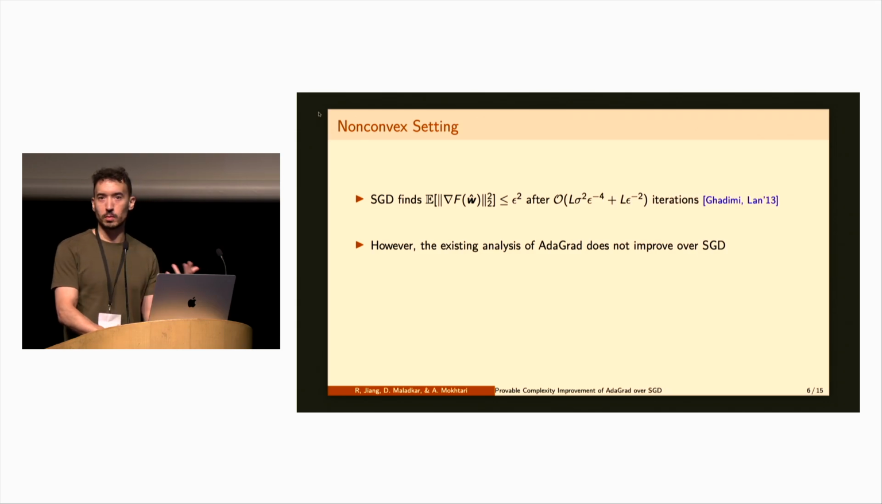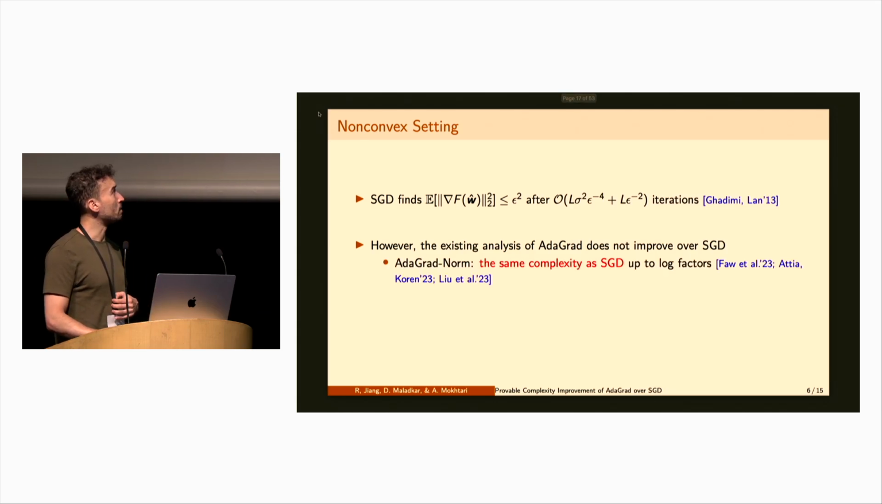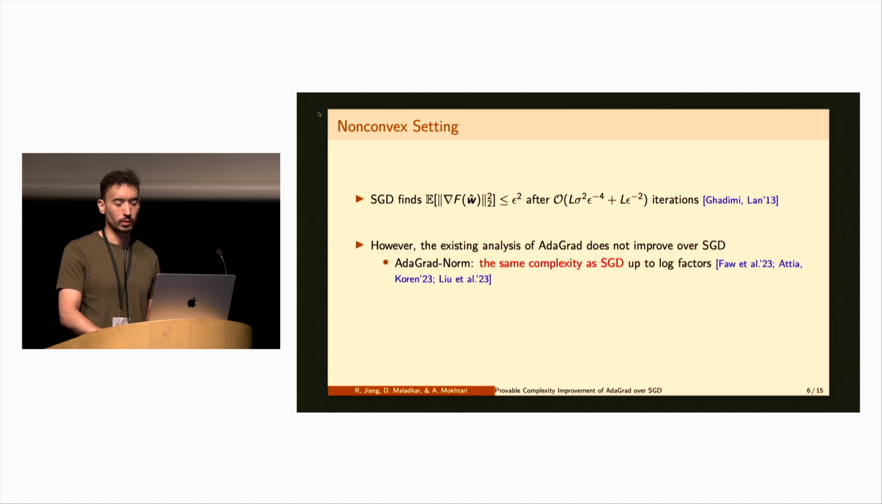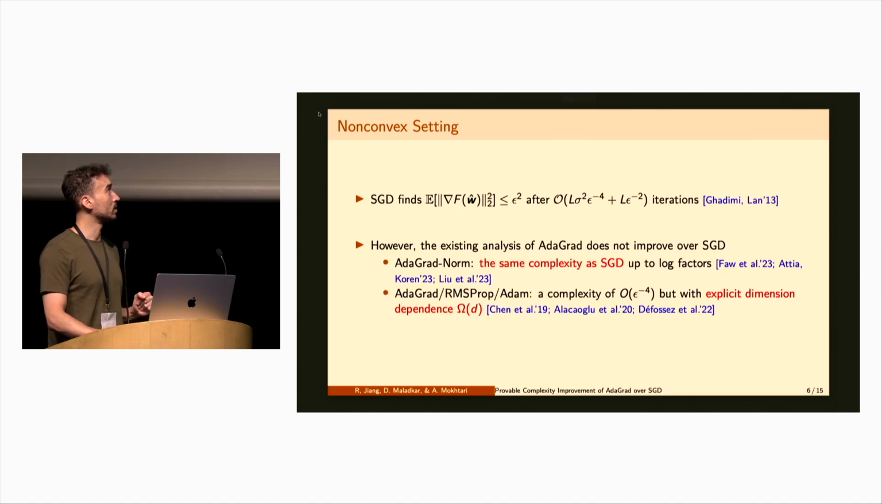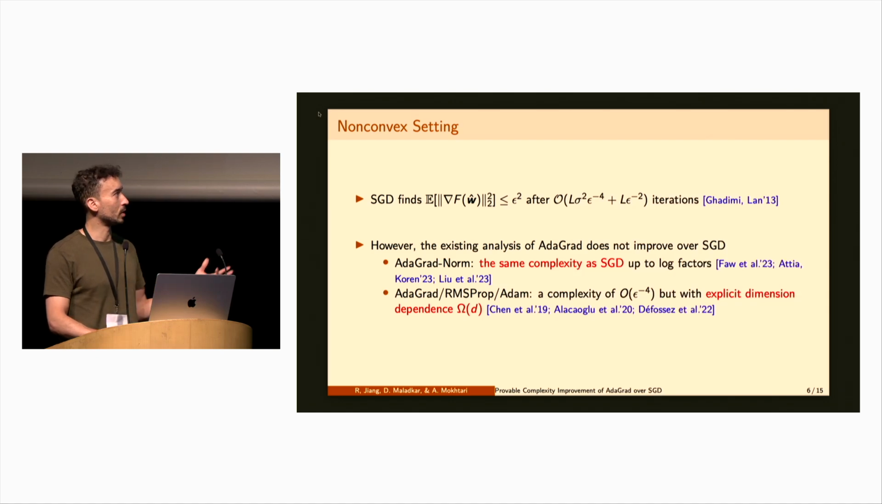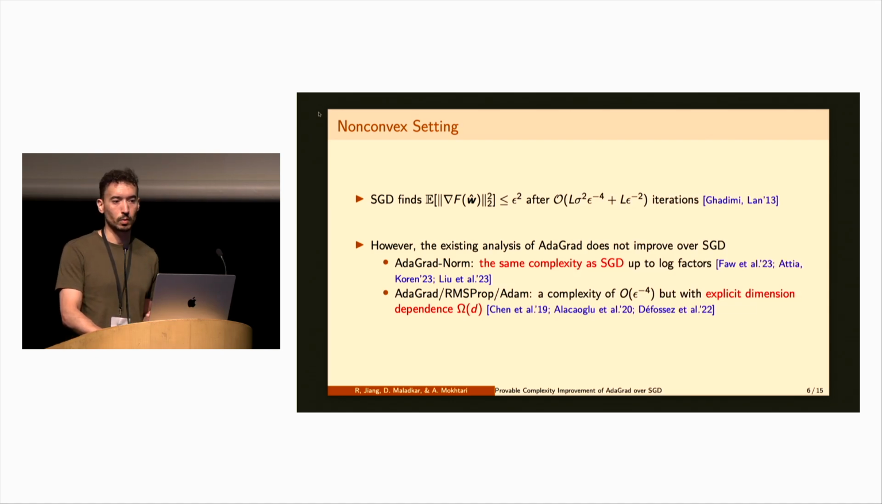The hope was that maybe AdaGrad does better, but this turns out not to be the case. It has been shown that the rate of AdaGrad-Norm matches that of SGD up to some logarithmic factors. The current analyses of AdaGrad, RMSProp, and Adam also achieve a similar rate, but with an explicit dependence on the dimension, which is suboptimal relative to SGD.